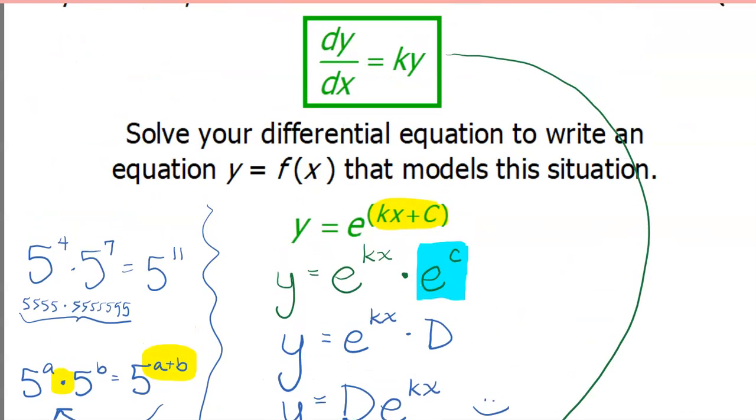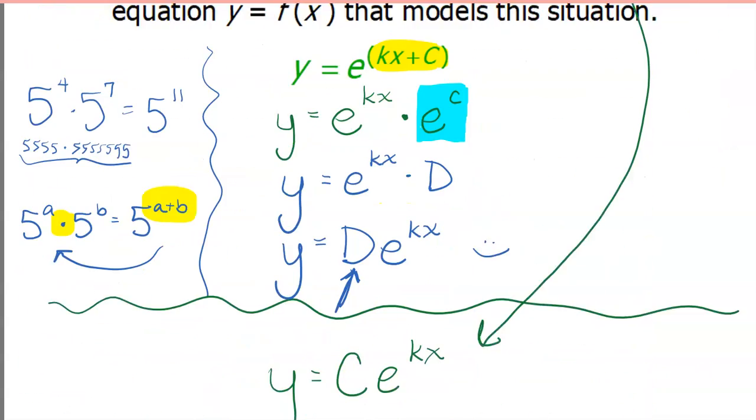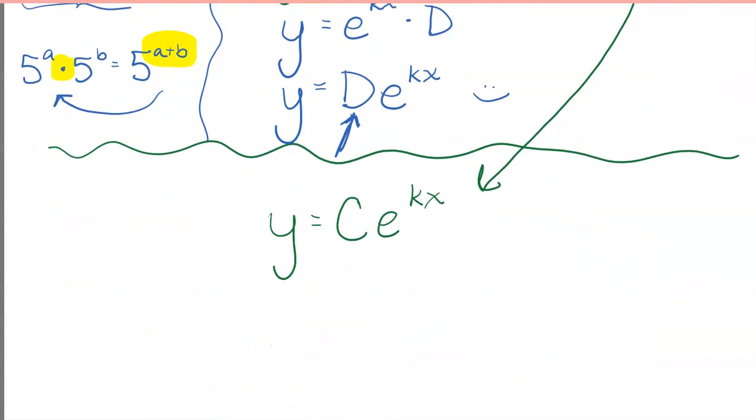At this point, I am going to finally use my two initial conditions. I have to give you two because we have two unknowns, a c and a k, or a d and a k. So 0, 3 and 4, 5. I could start with either of those, but something that has a 0 in it is probably going to do some nice stuff, so I'm going to start there.